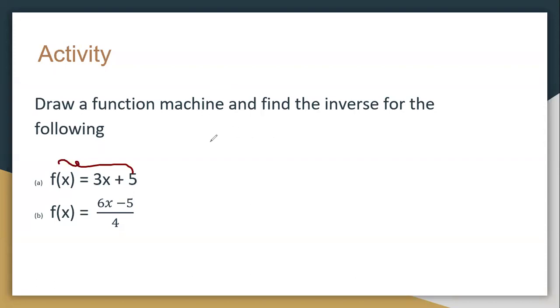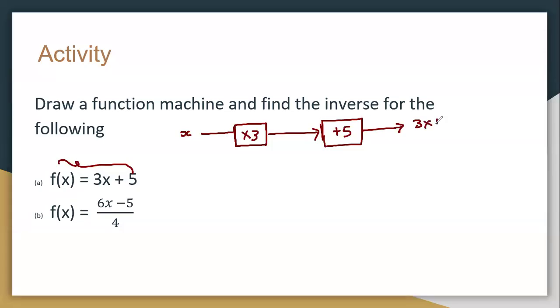Okay. Part 1, we shall have our x, arrow. Then continue. In a box we shall have times 3, arrow. Continue. Then in that box we shall have plus 5. Then the output will be 3x plus 5. Okay.